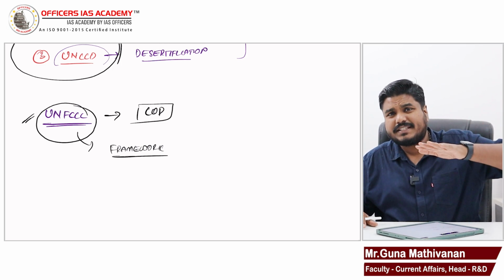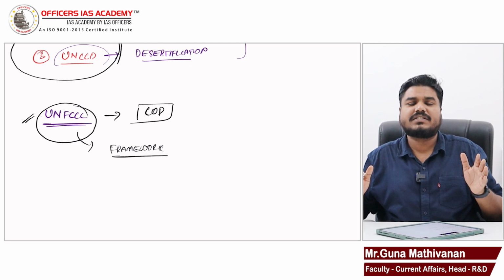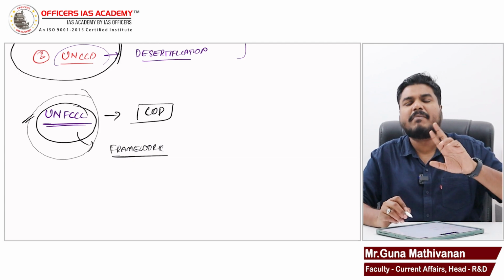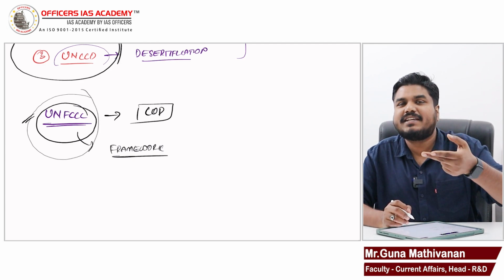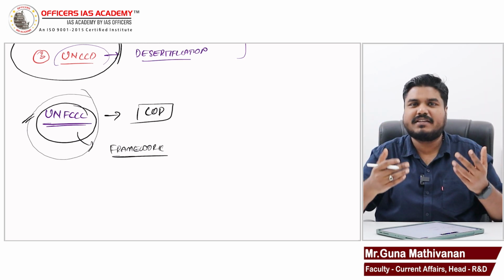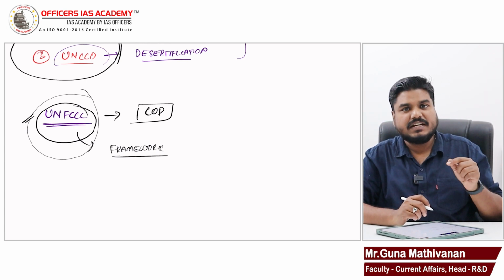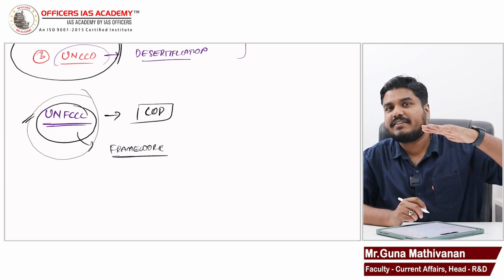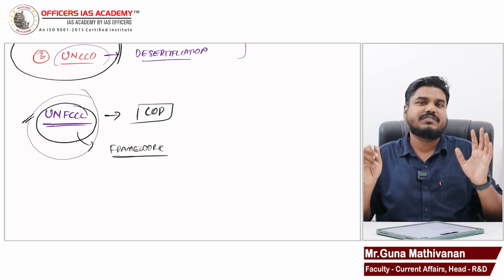UNFCCC aims to stabilize the greenhouse gas concentration in the atmosphere. The aim of UNFCCC is to combat climate change. Why is climate changing? The greenhouse gases are increasing. So global warming, climate is changing. So the intention of UNFCCC is to address climate change by stabilizing the greenhouse gas concentration in the atmosphere.